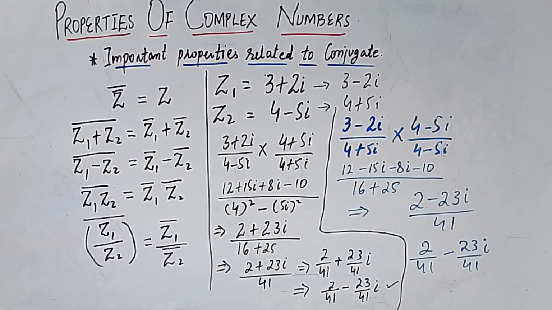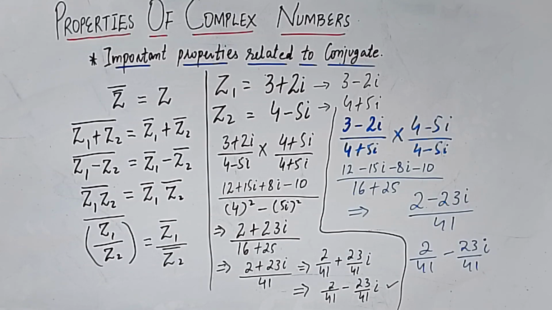So the things are very basic. If you already know how to find a conjugate, and if you already know addition, subtraction, multiplication and division, you can easily prove the properties of complex numbers. So these properties are related to the conjugate of a complex number.